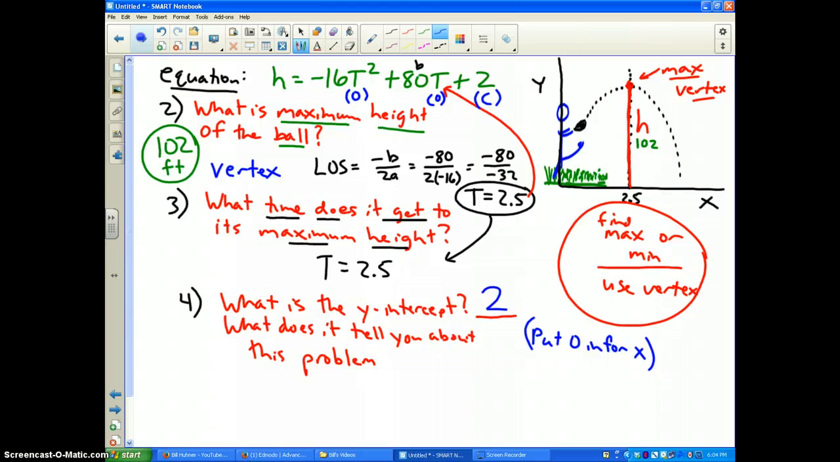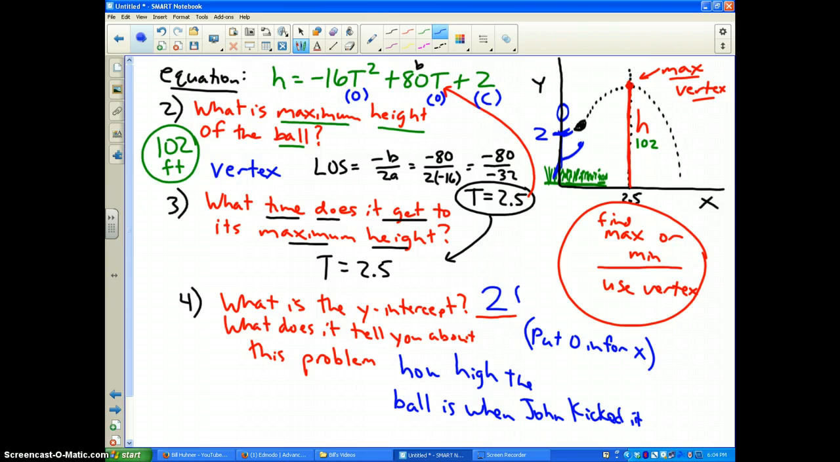Now, what does it tell you about this problem? Let's say right here is 2. Well, what it tells you is that is how high the ball is when John kicked it. It was 2 feet off the ground. Obviously, he's going to kick it about right there. The ball's got to be off the ground when you punt. So that's what the y-intercept tells you.